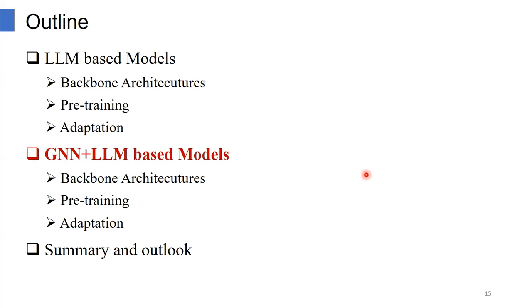A large language model is more suitable to capture unstructured semantic information, but a graph neural network is designed to capture semi-structured topological information. So if we combine both, it's possible that we can leverage the best of both worlds. In this section, again, I'm going to have three sub-sections. One is the backbone architectures, then I move on to pre-training, and finally, how do we do adaptation?